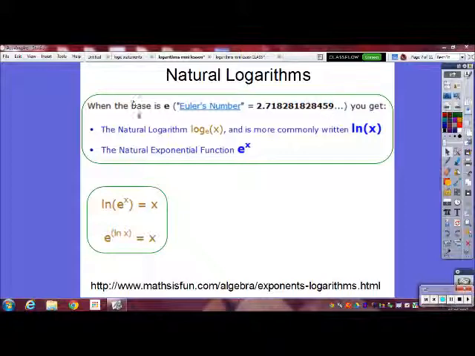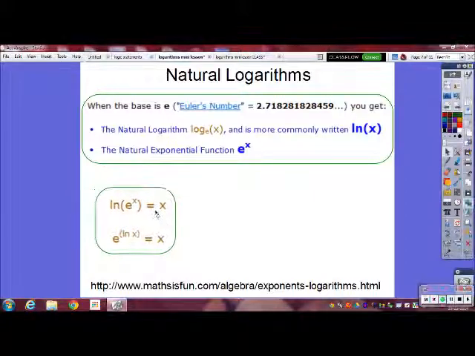But when you work with e as the base, you get what we call natural log. So instead of writing it log base e of x, it's written natural log of x, or ln of x. And then our base is e, so we would write e to the x in exponential form.